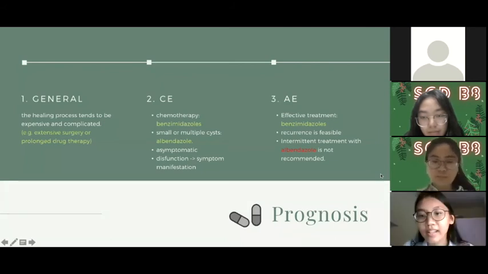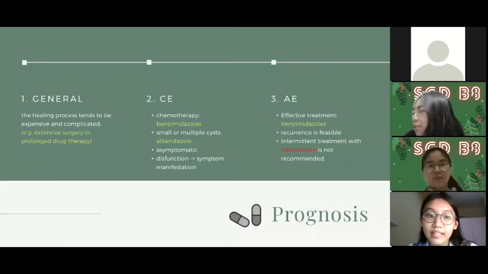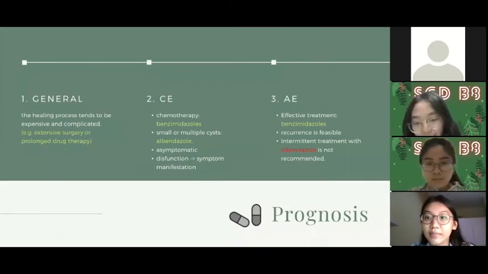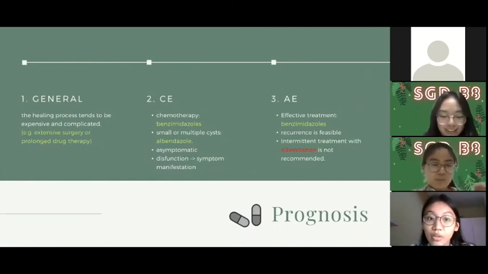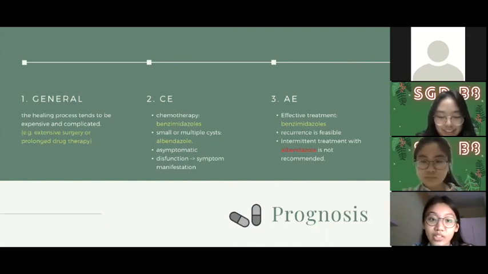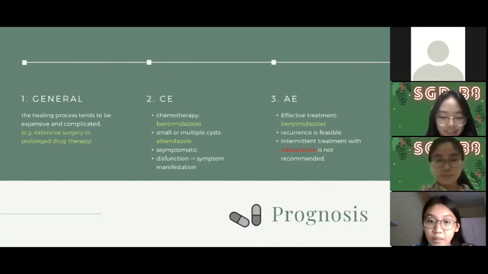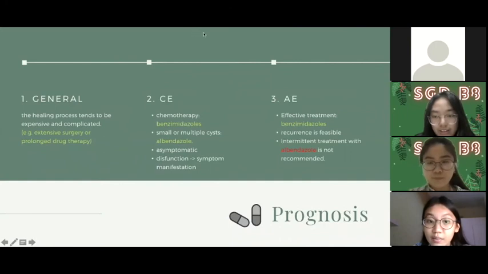I'm going to explain about the prognosis. The healing process of disease caused by echinococcus tends to be expensive. Both cystic echinococcosis and alveolar echinococcosis are often complicated to treat, sometimes requiring extensive surgery or prolonged drug therapy. Most cases of cystic echinococcosis remain asymptomatic until the cysts reach a large enough size to cause dysfunction. This disease will cause several signs and symptoms like hepatic enlargement.